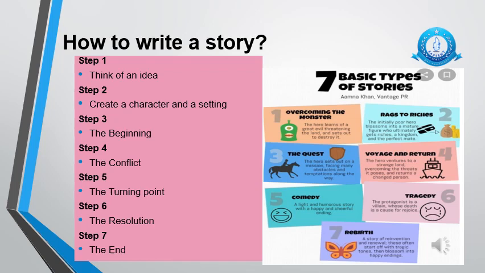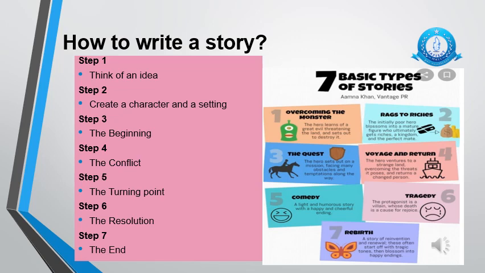The second step is create a character and a setting. Now for writing a story, as I have told you, characters should be there in your mind. It can be a baby, or an adult, or an animal, or any supernatural force or anything, but it relates to your idea. Whatever idea is there, your character and your setting will be according to that. So the next step is create your characters and the setting, meaning the place and the time of your story.